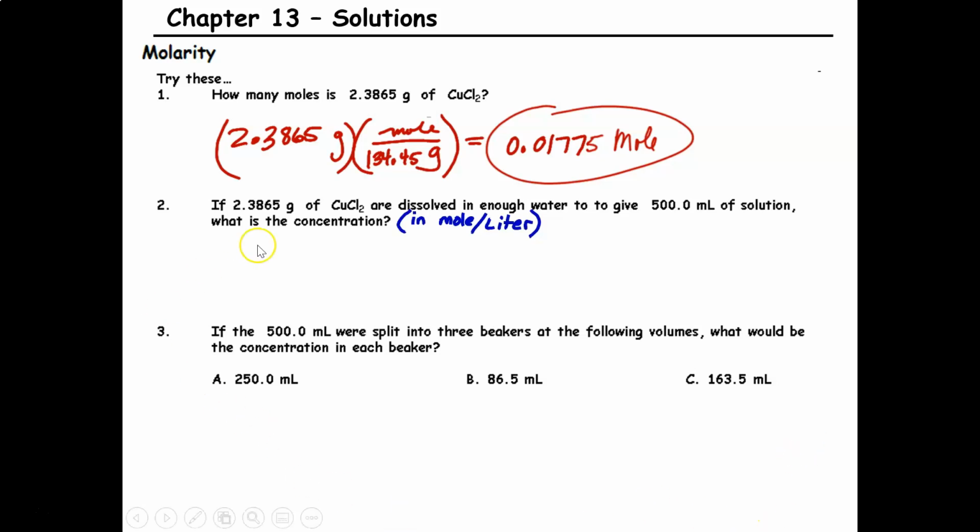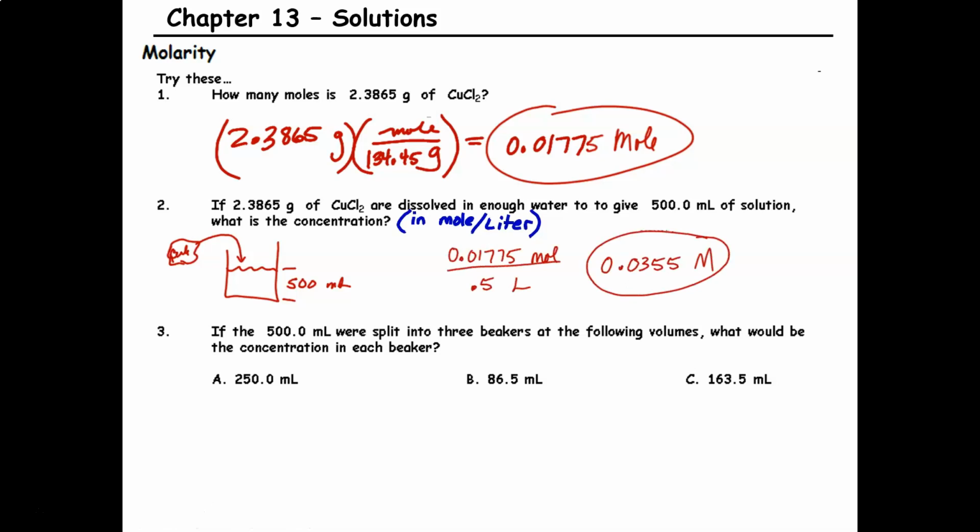Number 2: we have that 2.3865 grams, and it is dissolved in enough water to give 500 milliliters. Now, notice how it says enough water to end up with 500. So don't start with 500 and add the stuff. You're going to add the stuff and then enough water until you get 500 milliliters of solution. Then we can calculate our concentration in moles per liter. Remember, 500 milliliters is going to be 0.5, moving the decimal 3 to the left, and we'll end up with a solution that is 0.0355 molar, or moles per liter. That's the concentration.